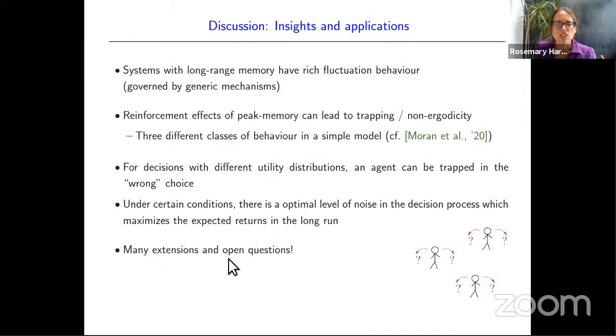So I hope I've convinced you that systems with long-range memory are interesting. There's rich fluctuation behavior. And also these reinforcement effects can lead to interesting trapping effects, different classes of behavior, even in a very simple model. And if you have different utility distributions, you have to worry about how to escape the wrong trap. And it turns out that under certain conditions, there's an optimal level of noise, which maximizes the returns. Lots of extensions and further things to do, but let me stop there.